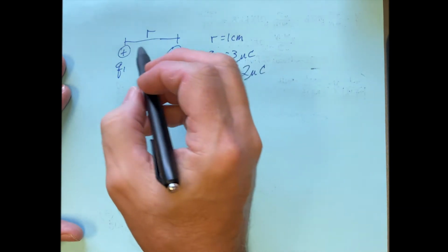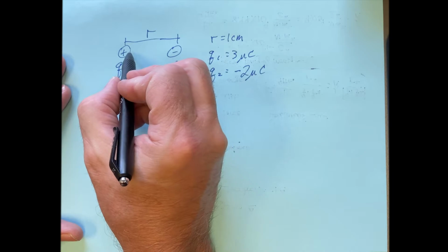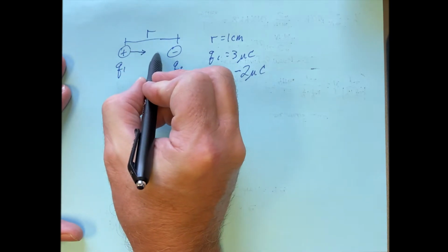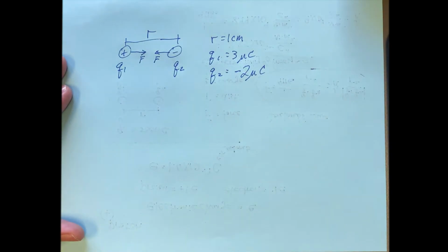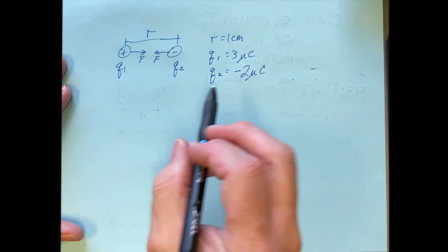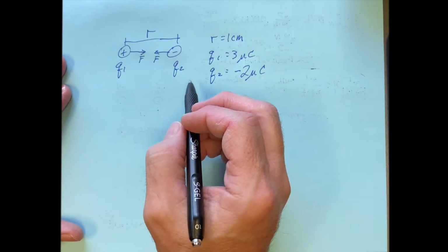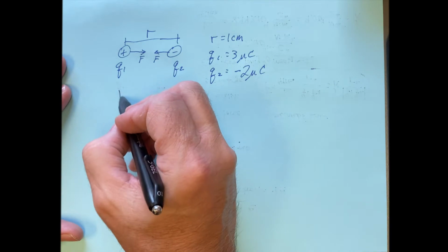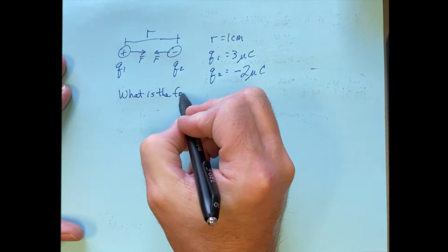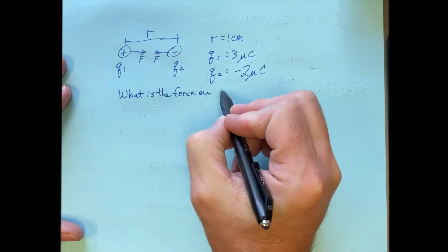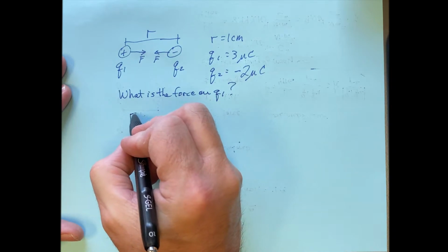Okay, so Q1 is a positive, and Q2 is a negative. So what does that mean? That means these two things are going to be attracted to each other with some force F, like that. Okay, so we know the direction. We just figured out the direction based upon the polarities of the two charges. Then if we say, I want to know what is the force on Q1, okay, well, we will use Coulomb's law to calculate that.